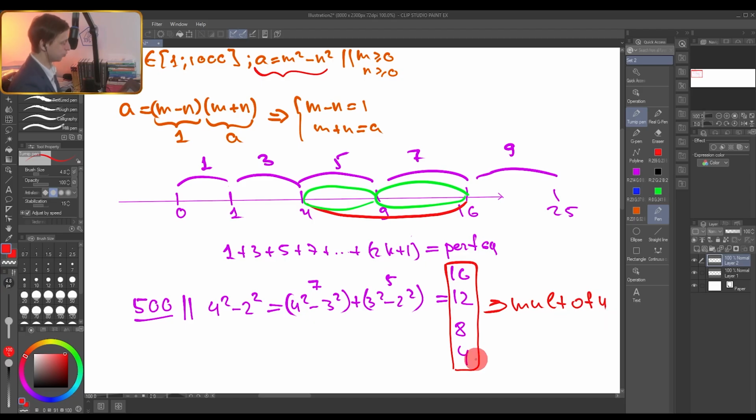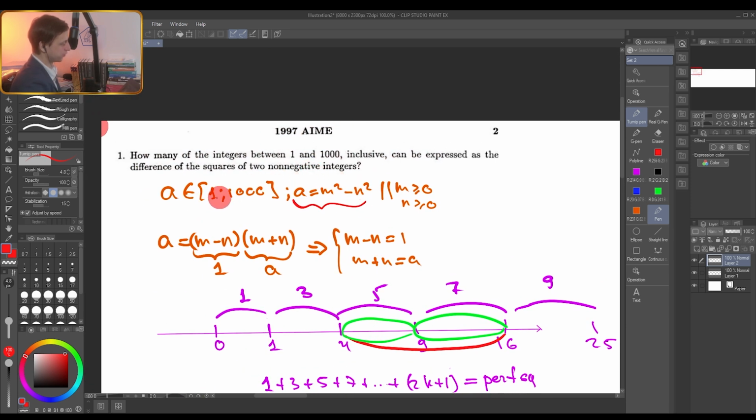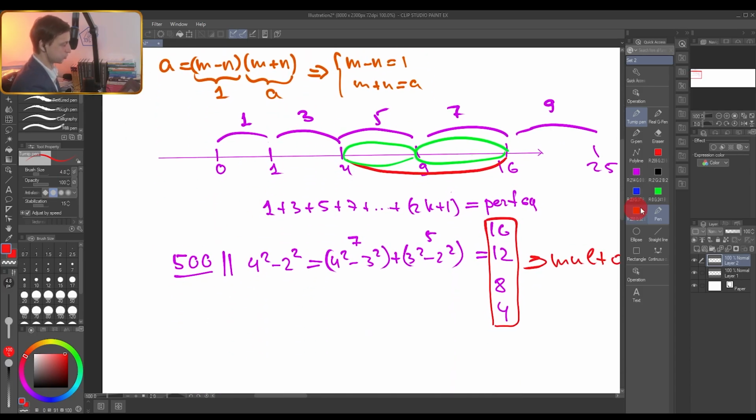We can go into more detail by getting some more general formulas, but you see the pattern, and the pattern is obvious. You can obtain any multiple of 4 by subtracting squares that stand after 1. So how many multiples of 4 do we have in this range? Obviously we have 4, 8, and so on up to 1000, which is 250 multiples of 4.